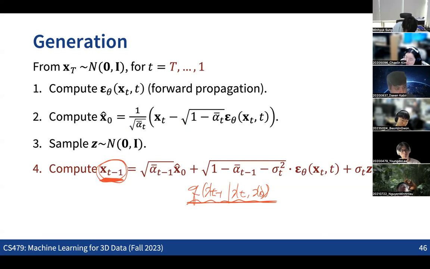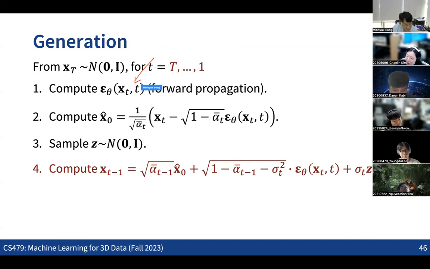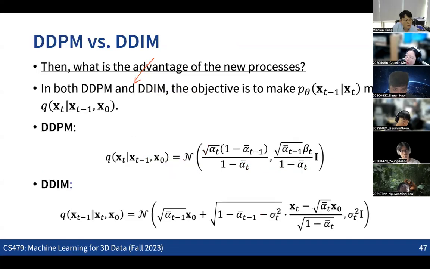Starting from x capital T, we predict the noise, get some prediction of x0 here, then sample the z here, and based on that we calculate xt minus 1, which is defined based on the new definition of this conditional distribution. So that's interesting: while we are making changes in the reverse process, we are still using the same noise predictor that was trained for the DDPM process.